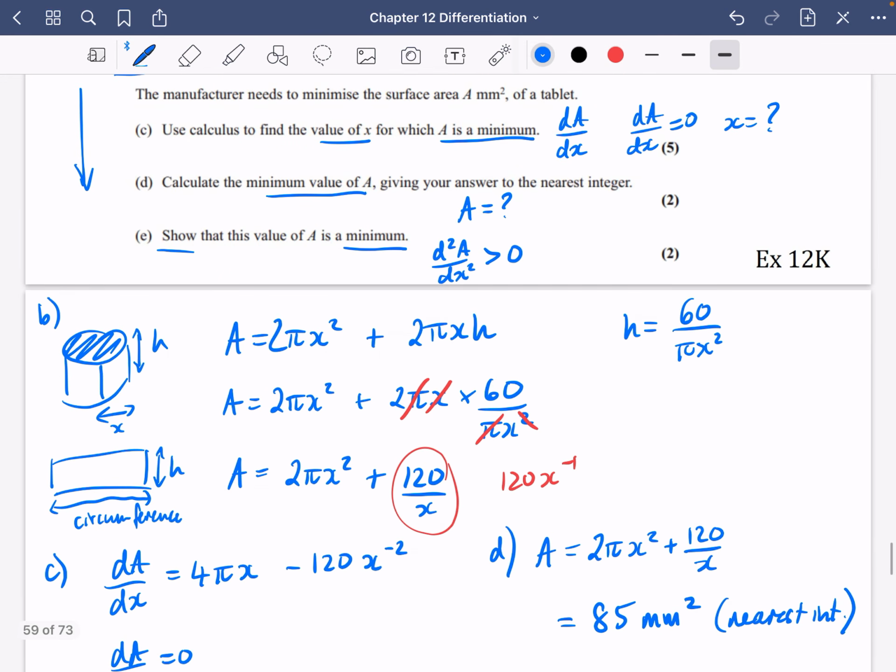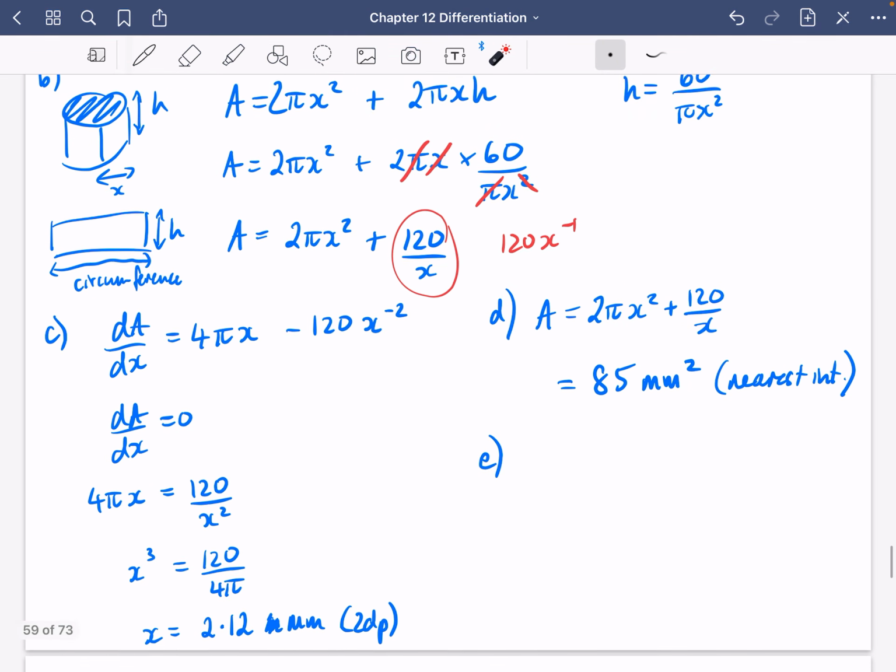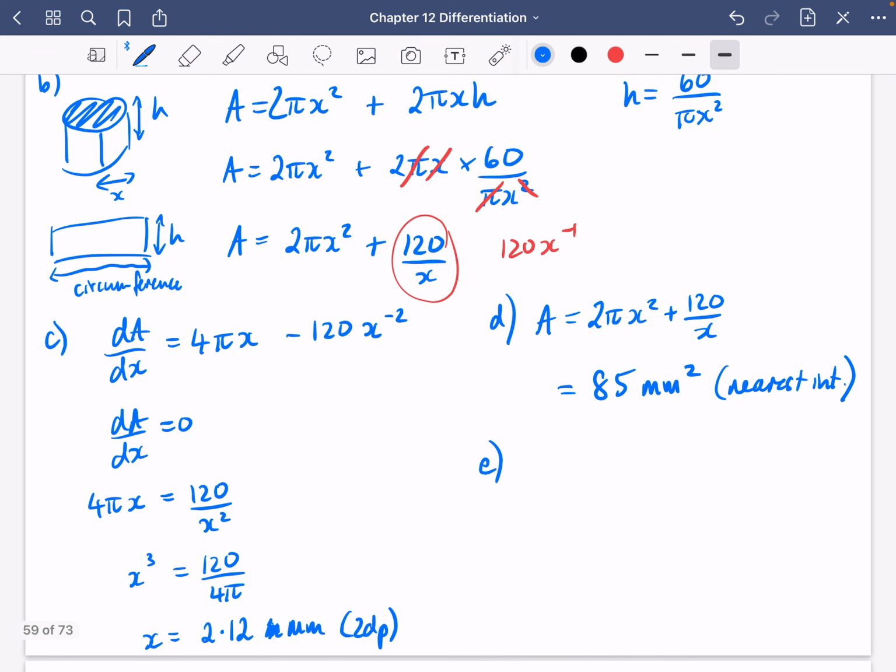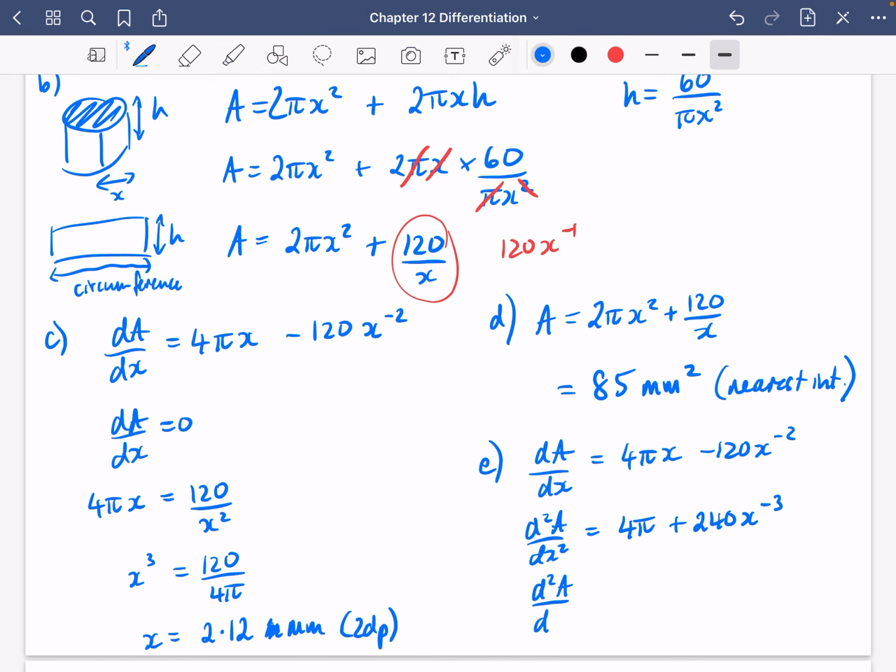Part E of the question, we want to show it's a minimum, so we're going to differentiate it and show that it is greater than 0. So the dA/dx, I'm just writing it out again so I've got it right in front of me, is this. So the second derivative is going to be 4 pi, because remember pi is just a number, plus 240 x to the minus 3. And so clearly this is going to be greater than 0 when x is equal to 2.12.